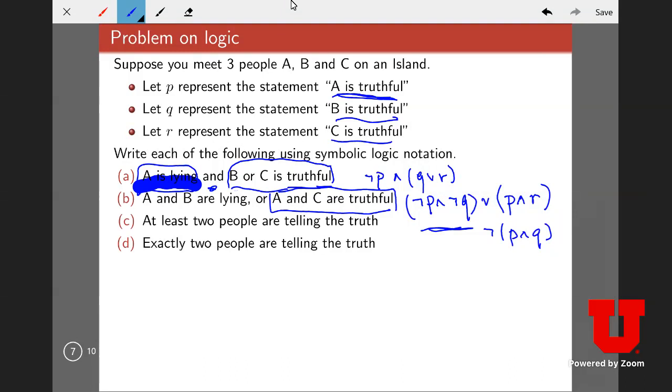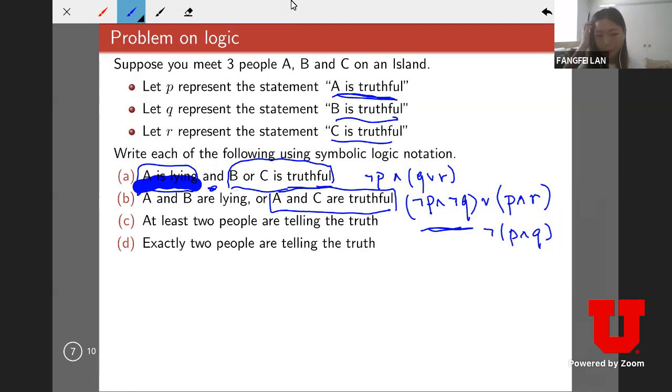Yes. Yeah, so intuitively, what you want to do is to say what is each one of them doing? What is each of these three persons, A, B, and C, doing? I think that would help you.